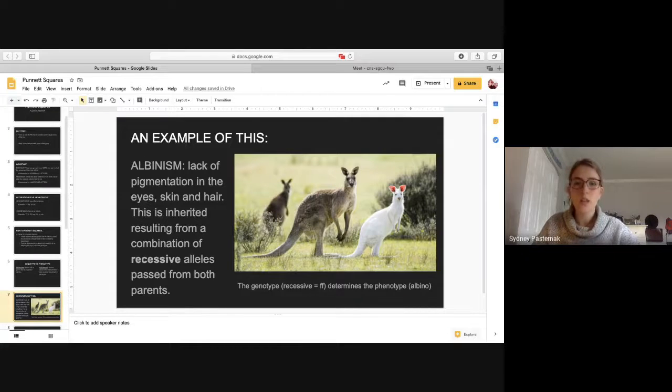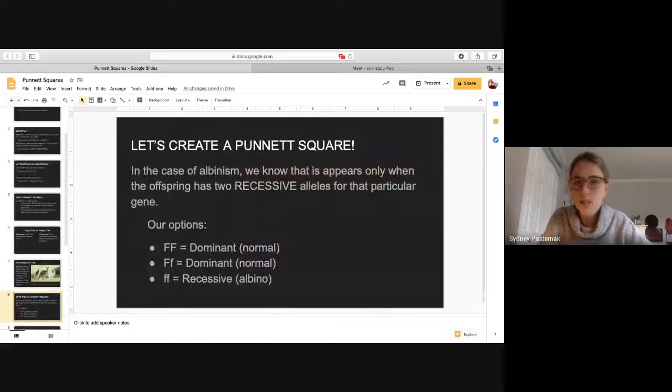And so the genotype that codes for this albinism is little f, little f. I just chose F as the letter that I want to use. And we know that it's a recessive trait. So if this kangaroo is recessive, little f little f, it is going to be albino. Let's create a Punnett square using what we know about albinism, and then we're going to cross some parents and see what the chances are of getting an albino kangaroo.